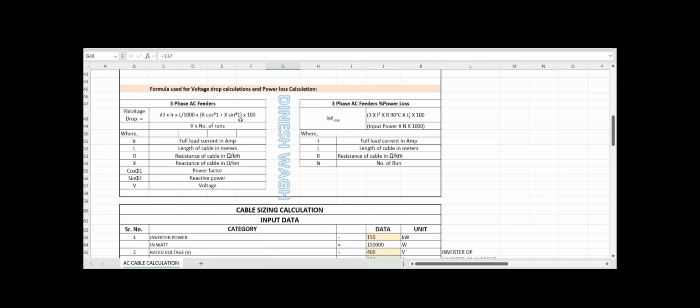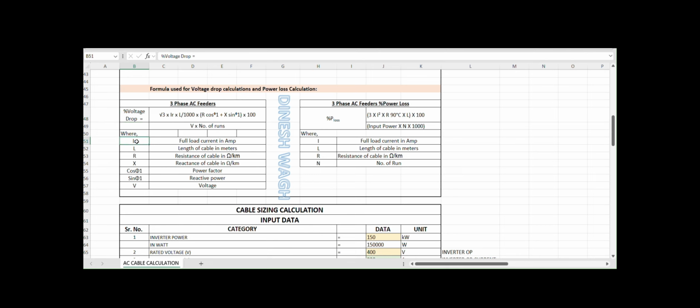For voltage drop calculation, we are using the following formulas. The formula for the percentage voltage drop is root 3 into IR into length divided by 1000 into (R cos phi plus X sin phi) into 100 divided by voltage into number of runs of cable.